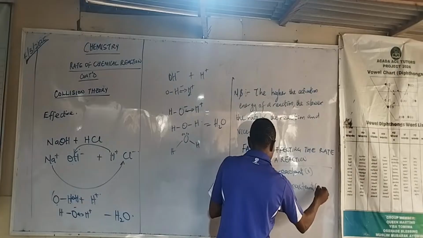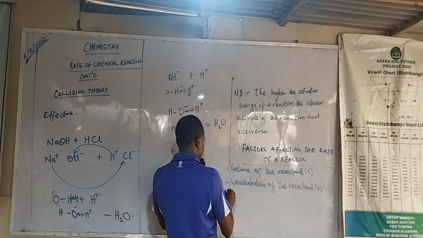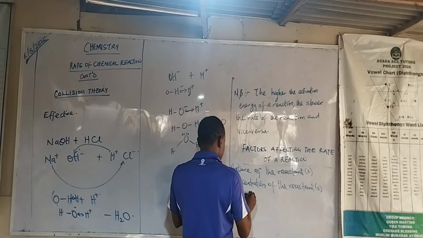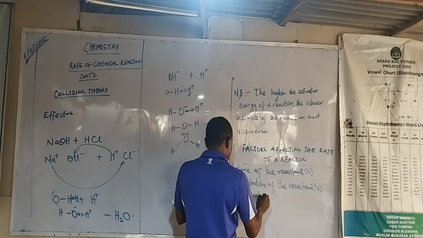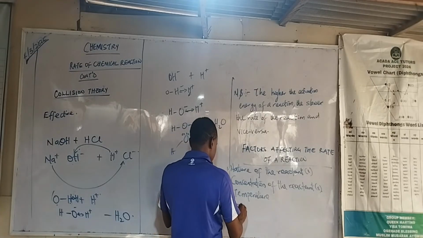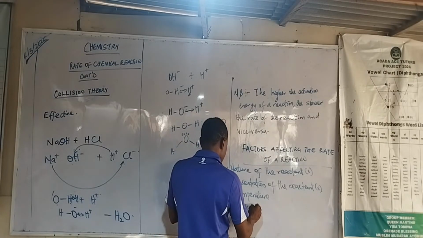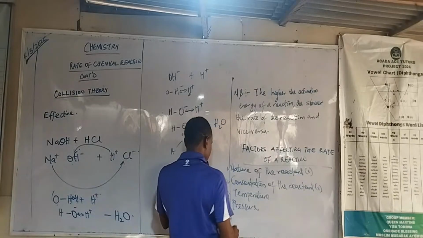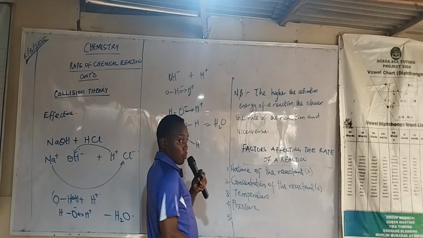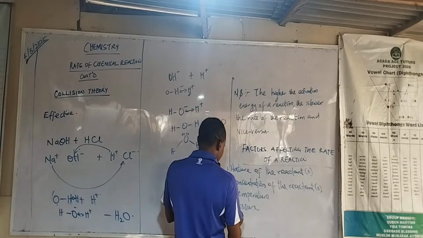You can bracket in front. Okay. Then number 3 is what? Temperature. Okay. Number 4, pressure. Number 5, what is it? Surface area.